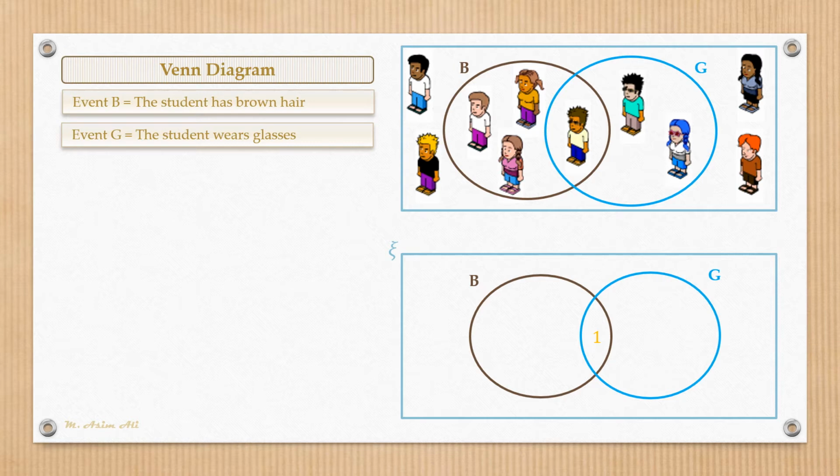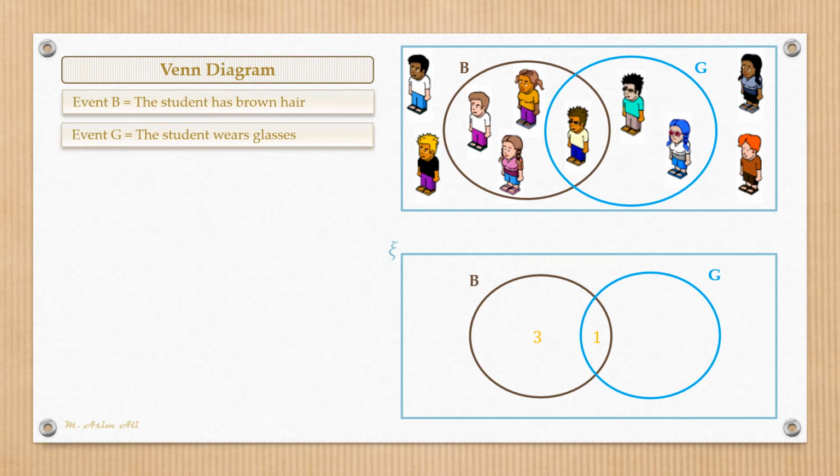Okay, we are putting a 1 in the common region. Why? Because there is only one student who is wearing glasses and who has brown hair. So he is coming in the common part. This is called the intersection of the two sets. So the number of elements, or the number of students, or number of items common to both B and G is only 1.